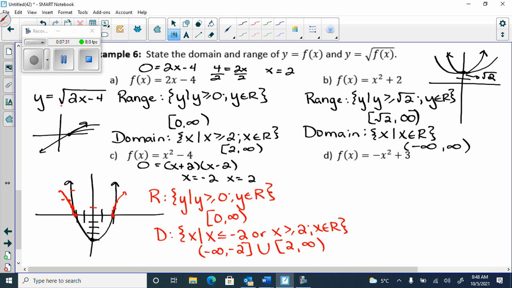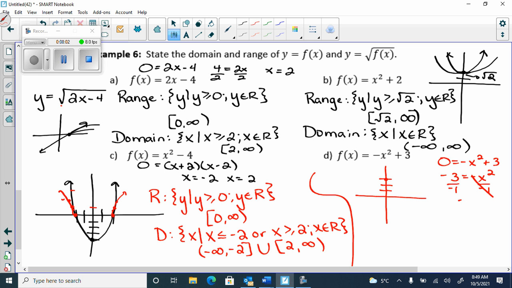So the last one, f of x equals -x squared plus 3. We know it's concave down. We know a vertex at 0 and 3. If I want x-intercepts and want to find them algebraically, I do 0 equals -x squared plus 3. Subtract my 3 over, equals -x squared. Divide by -1. Or I could use quadratic formula, but when you only have a leading and a constant, you can solve them without the quadratic formula.